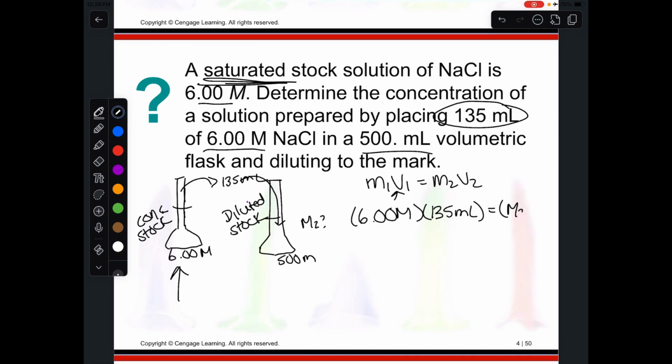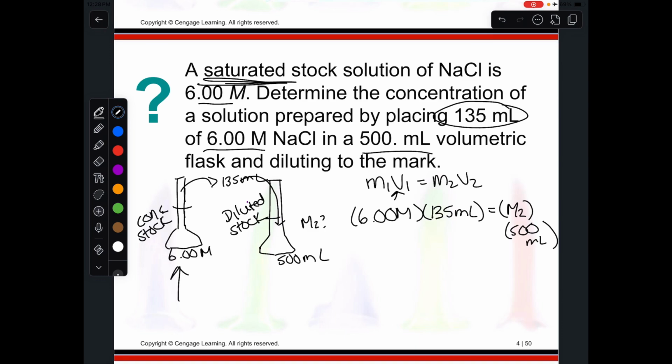And then my molarity 2 is what the concentration is going to be. And then my V2, this is different. So again, please write this down. This is your total volume of your diluted stock. Total volume, after it's all filled up with the water. So in this case, it is the 500 milliliters. Those V1 and V2 are easily mistaken.